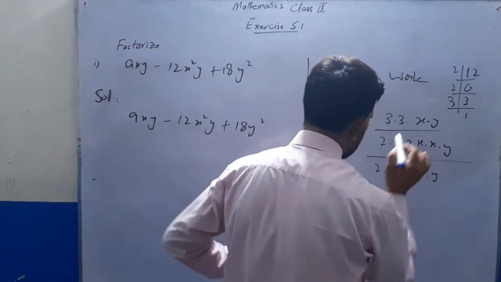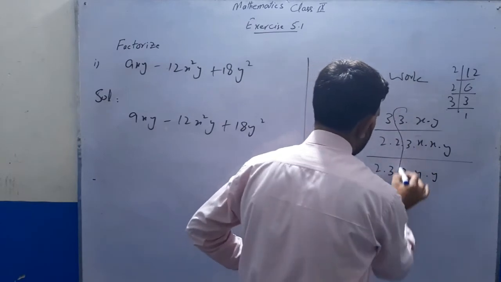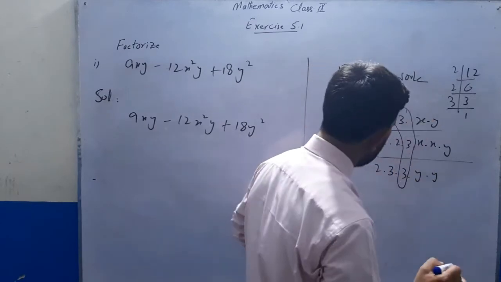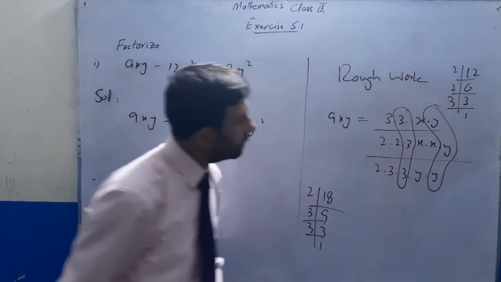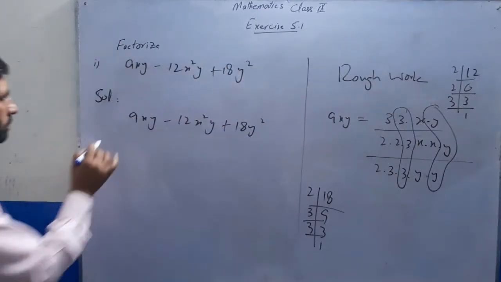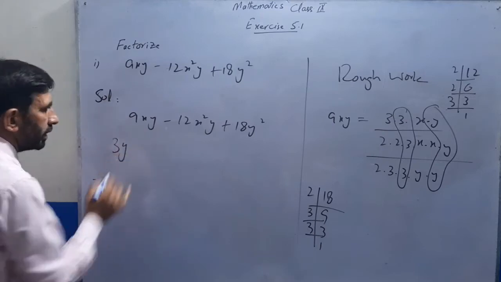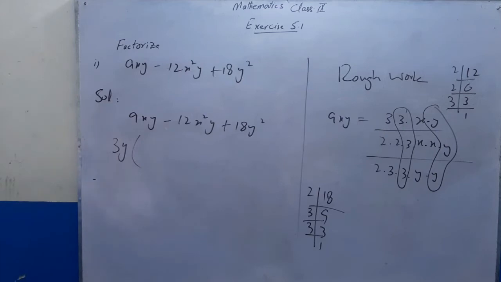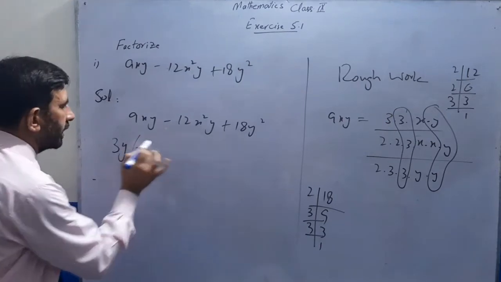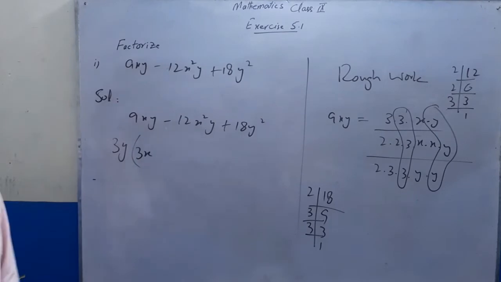What are the common numbers over here? 3 is common. Any other number? Yes, y is also common. So only 3y is common. 3y will be written as a common number. What's left in the first term? There were 9xy, and out of 9xy, 3y have been taken as common, and what's left? 3x left. And in 12x square y, what's common?